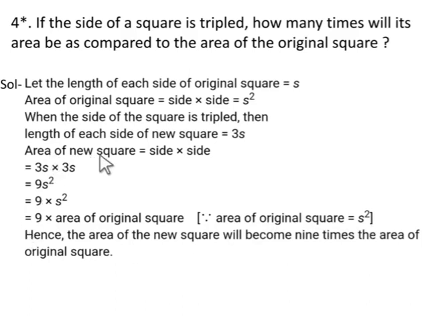Hence, area of new square is equal to 9 times area of original square. Hence, if the side of the square is tripled, then the area will become 9 times the area of original square. Therefore, the area of new square will become 9 times the area of original square.